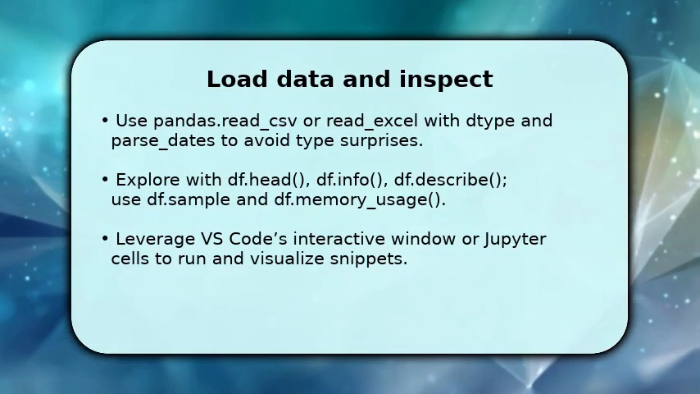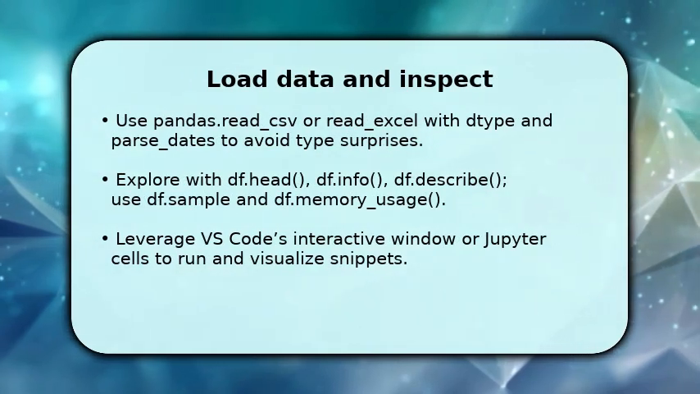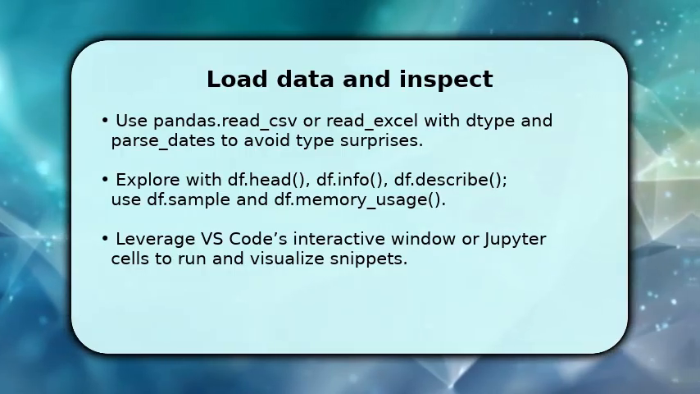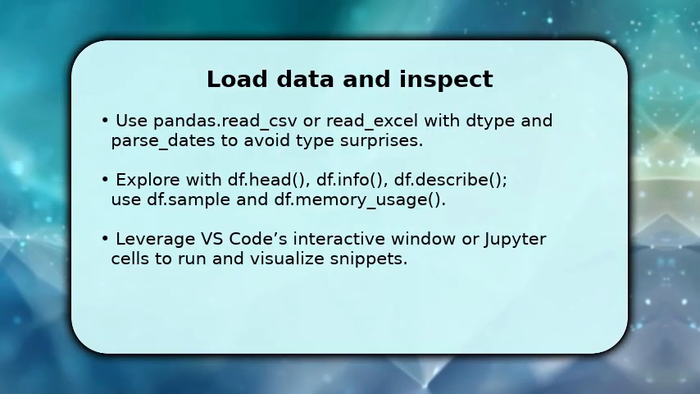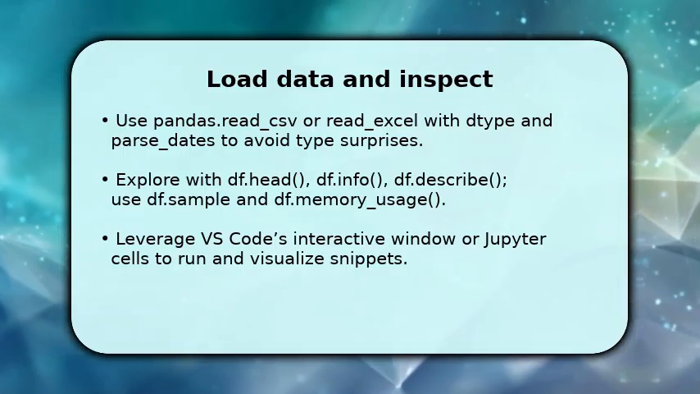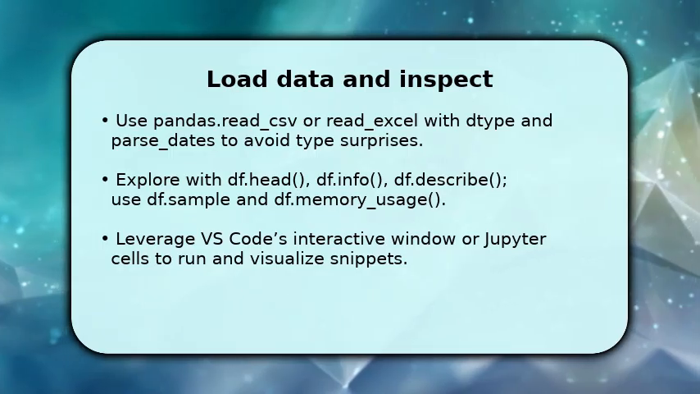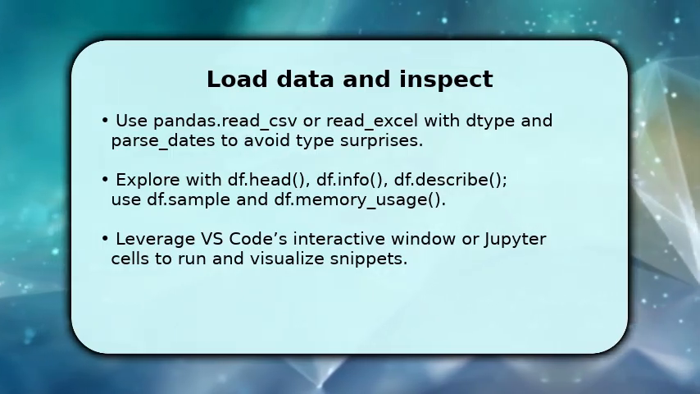Now focus on reading and understanding your dataset. Use Pandas read_csv with dtype and parse_dates to ensure correct types and load a small sample first. Then inspect the frame with df.head, df.info, and df.describe to find missing values and type issues.